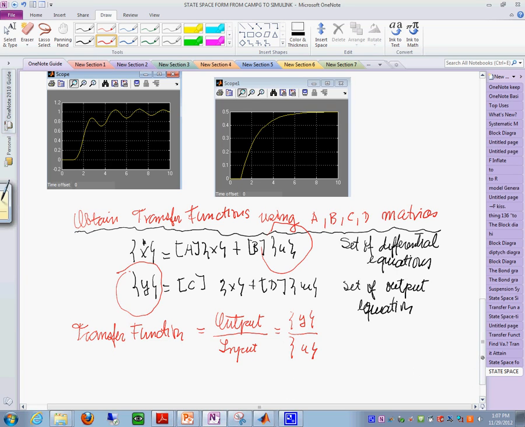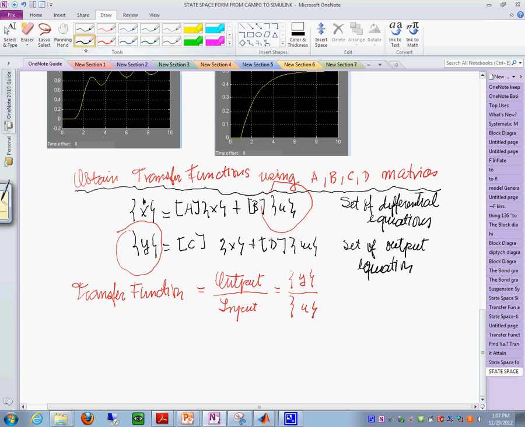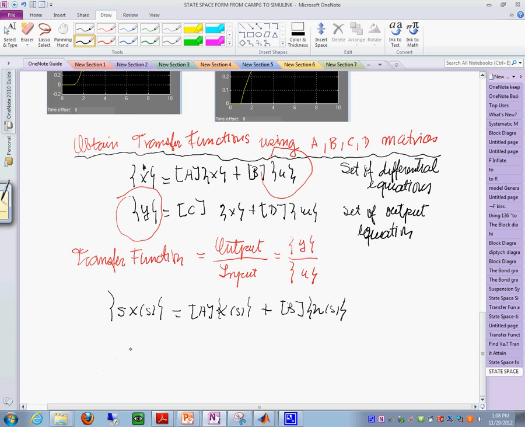So what do we do to obtain that? Apply the Laplace transform to this equation. What would you get? You will get that sX(s) is equal to the matrix A times X(s) plus the matrix B times U(s). Apply it to the output equations also. You will obtain that Y(s) equals the matrix C times X(s) plus the matrix D times U(s).